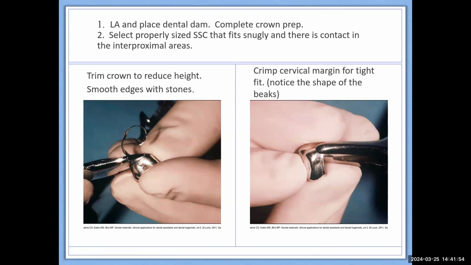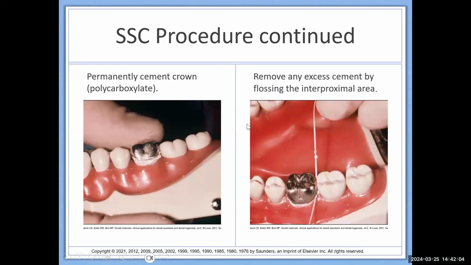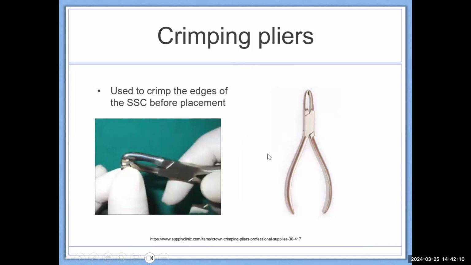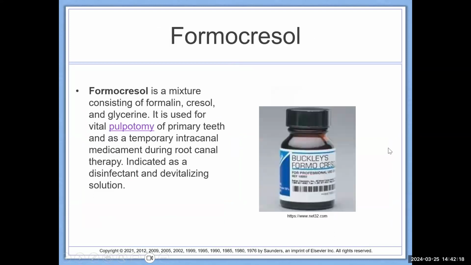Again, you want to trim the crown to reduce the height. You want to smoothen the edges with your stone, and then maybe even use the crimping pliers to crimp it so you can pop the stainless steel crown onto the tooth. Once you cement it in, you want to floss it down and pull it out from the sides to remove any excess cement. If you have to, you can continue to use the crimping pliers to crimp the tooth, maybe if you don't feel like it's a good snug fit.